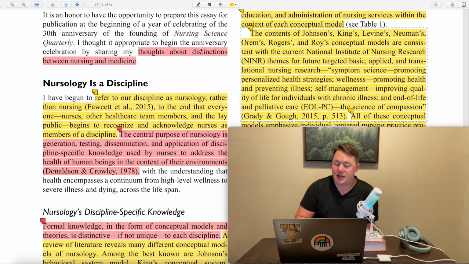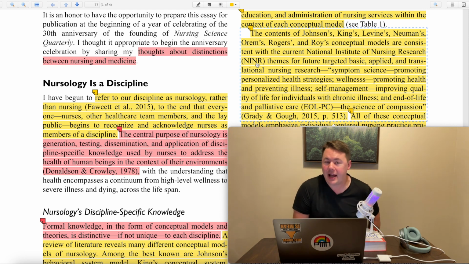"The contents of Johnson's, King's, Levine's, Newman's, Orem's, Rogers', and Roy's conceptual models are consistent with the current National Institute of Nursing Research themes for future targeted, basic, applied, and translational nursing research: symptom science, promoting personalized health strategies, wellness, promoting health and preventing illness, self-management, improving quality of life for individuals with chronic illness, and end-of-life and palliative care. The science of compassion." I have a few things to point out here.